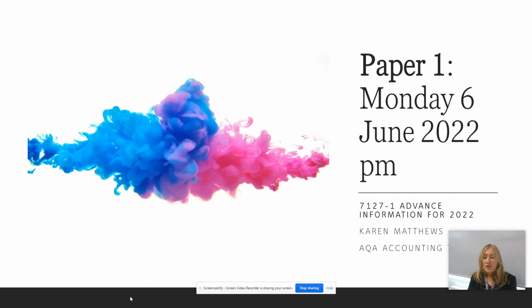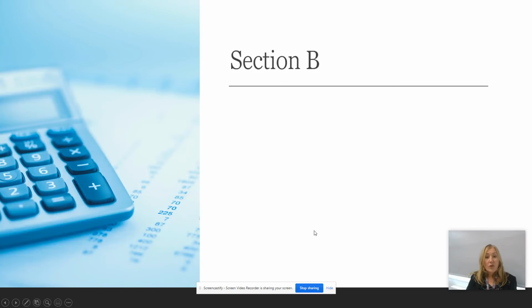Obviously, section A, we don't know what could be in there. They've got 10 multiple choice questions and some shorter answer questions, and that could be drawn from anywhere on the specification. But I'm just going to concentrate today on the things that we know will be coming up.